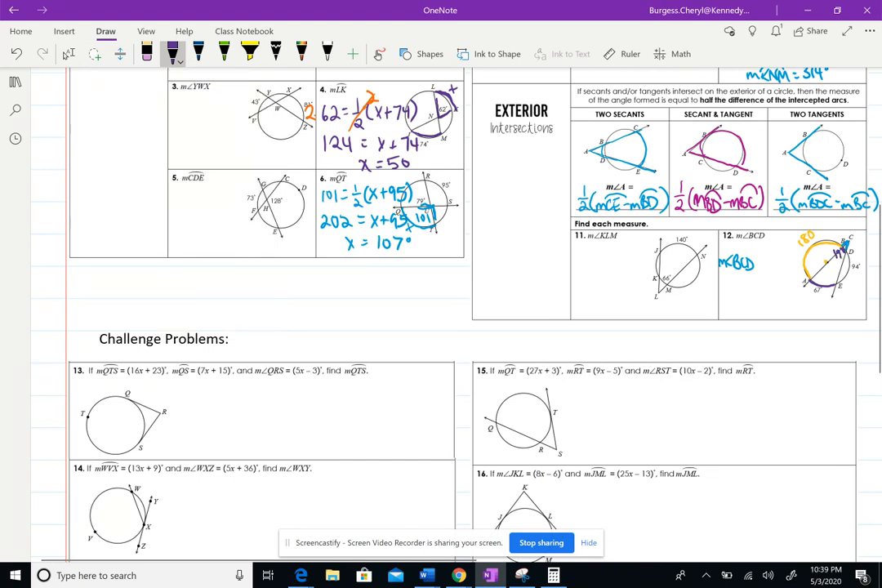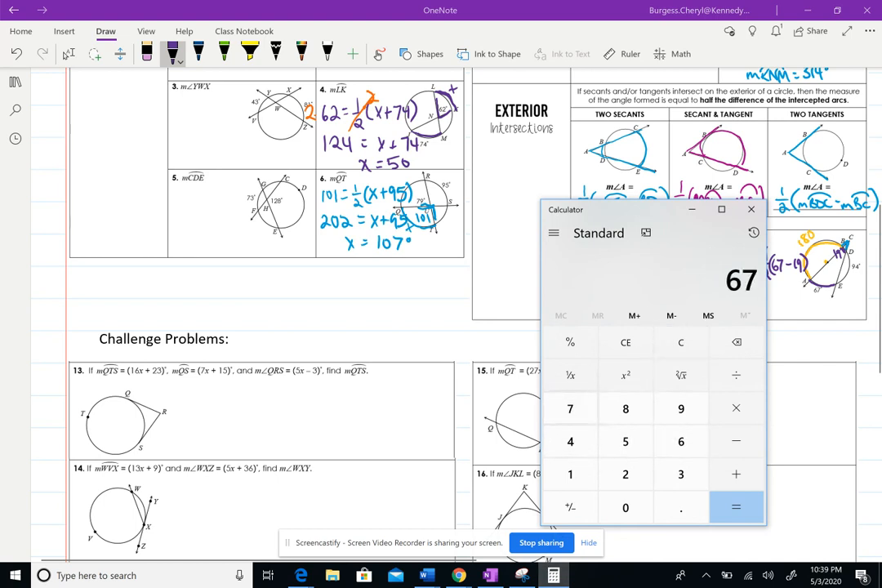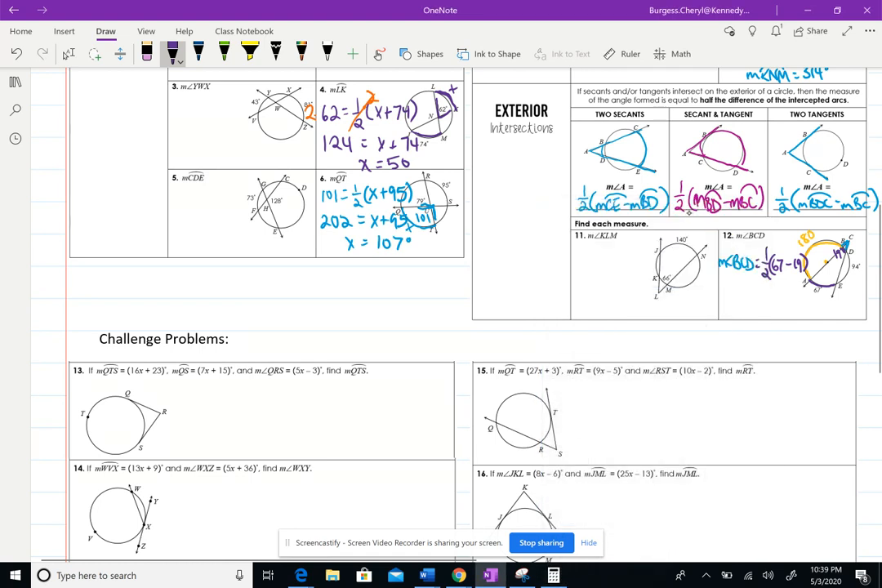So the measure of angle BCD is going to be equal to 1/2 of 67 minus 19. All right, well, that's pretty easy. 67 minus 19 and divided by 2. That's 24, so the measure of angle BCD is 24 degrees.